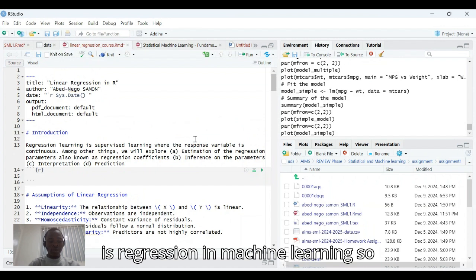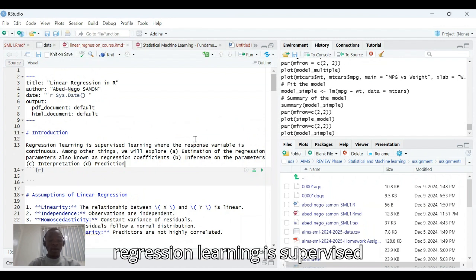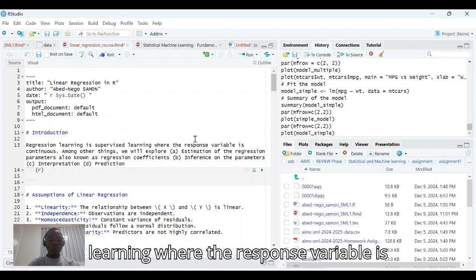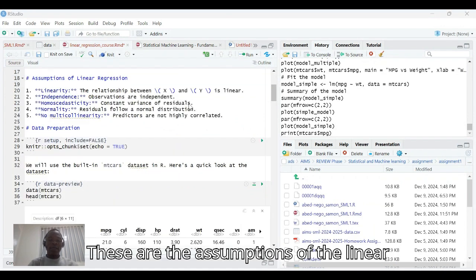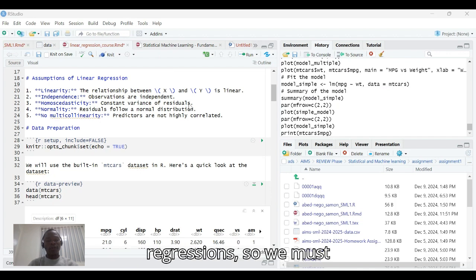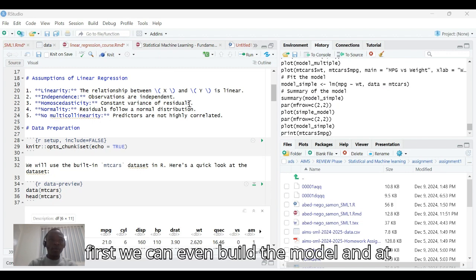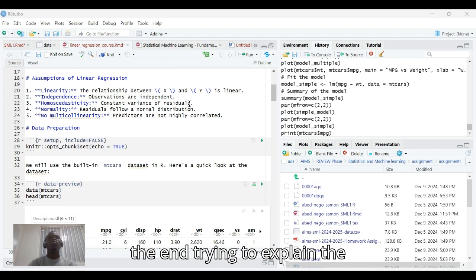What is regression in machine learning? Regression is supervised learning where the response variable is continuous. These are the assumptions of linear regression. We must be sure that these are verified before deploying our model, or we can even build the model first and then, at the end, try to explain the outputs using this relation.